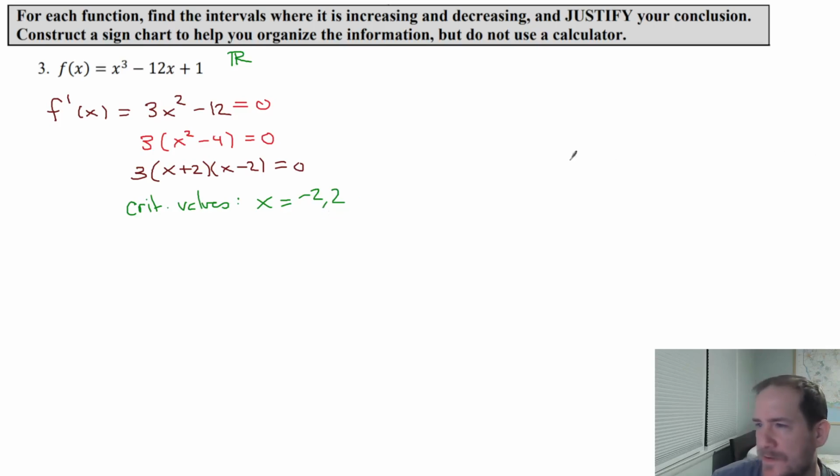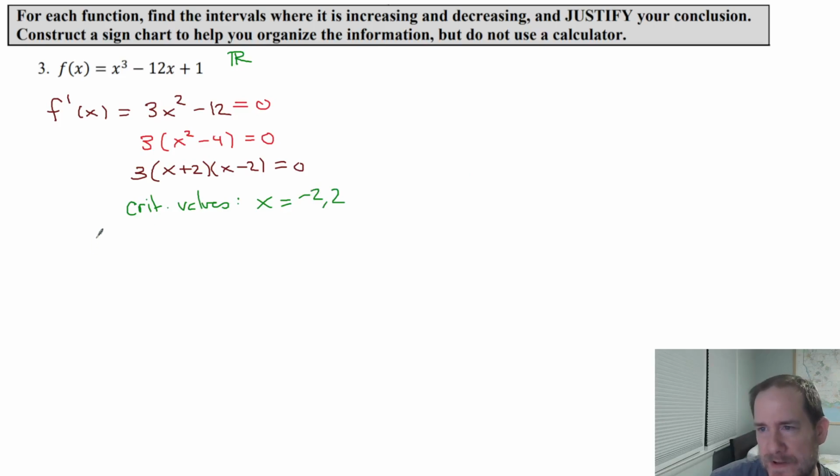And again, technically, when you're hunting for critical values, you're supposed to also check for where the derivative is undefined. But the derivative is a quadratic function. Its domain is also all real numbers. So it doesn't have any places where it's undefined. So that doesn't add any new critical values for us.